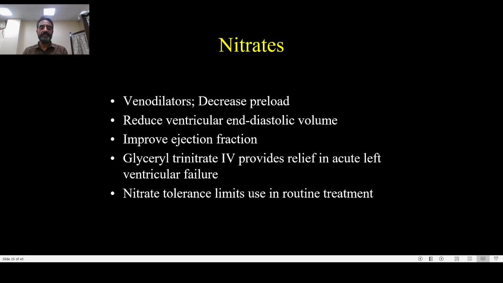When we talk about nitrates, they are vasodilators and therefore decrease the preload, reduce ventricular end diastolic volume, and improve ejection fraction. Now, one of the drugs, GTN, glyceryl trinitrate, given intravenous, provides relief in acute left ventricular failure. Nitrate tolerance limits the use in routine treatment.